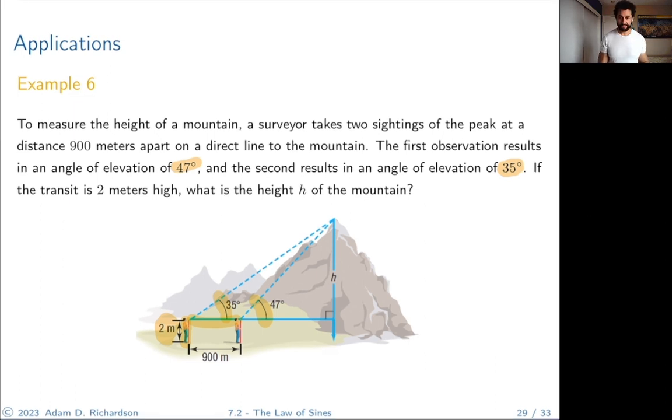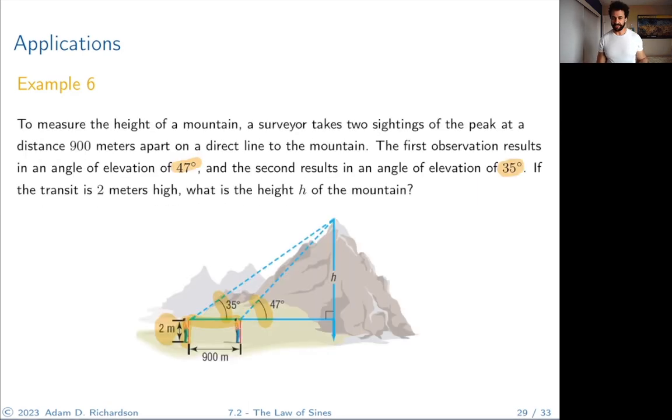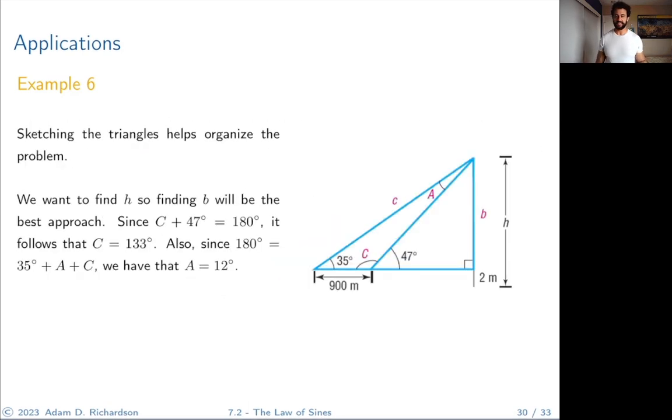All right, here we go. So drawing a sketch always helps. There's a sketch here on this picture as well, but drawing a second sketch that is really just a schematic can help clear things up even more. So we have all the information that we're given plotted on this picture. This is the unknown, h. This is the length that we want to know. We also know that the transit is 2 meters high.